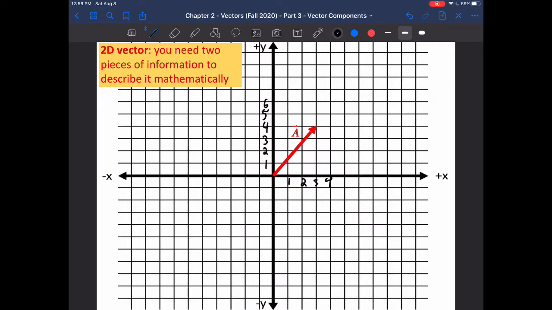And as a reminder, for a 2D vector, right, a vector in two-dimensional space, so a vector that's in the x and the y direction, we need two pieces of information to describe this vector mathematically, right? So far we've done things like saying, okay, this vector is 4 units east, or I walked 7 miles north. Now we're going to do it a little bit more mathematically, right? Here we can use the components of this vector to describe it mathematically, okay?